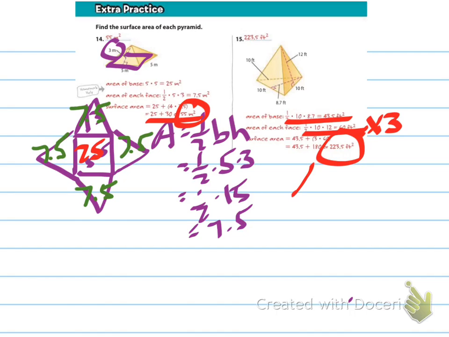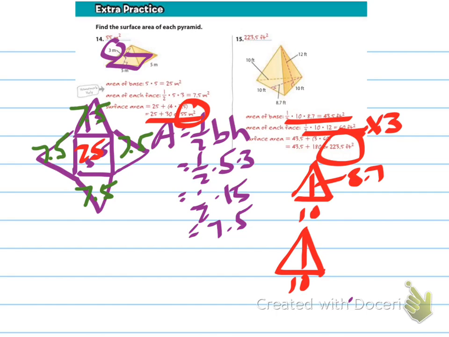Feel free to draw it out. If you want to have each of the pieces, here's the base, and it's 10 with a height of 8.7, and you find that. And then you take another one, and you've got the base of 10 and the height of 12, and you find the area of that. And then you put it all together, however it works. If you want to use the chart and do it that way, that's fine.